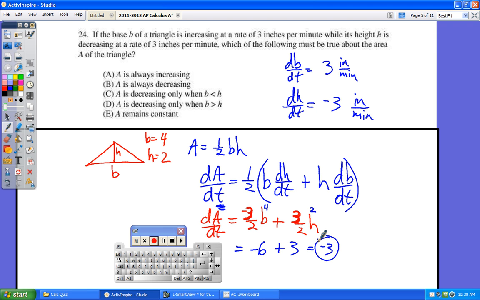How about when I flip them? If my base was 2 and my height was 4: if my base was 2, that would multiply out and I'd get negative 3, and my height was 4, that would multiply out and I would get 6. So I would get a positive 3. From this, I can see that D is going to be my answer because A is decreasing only when B is bigger than H. Because when B is smaller than H, it's showing that it's going to be increasing.